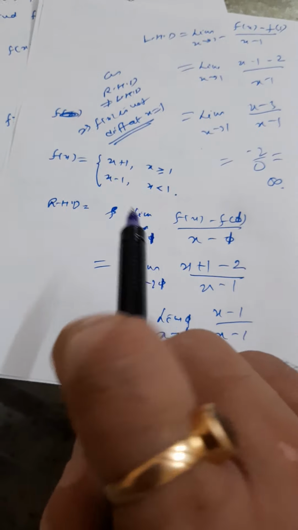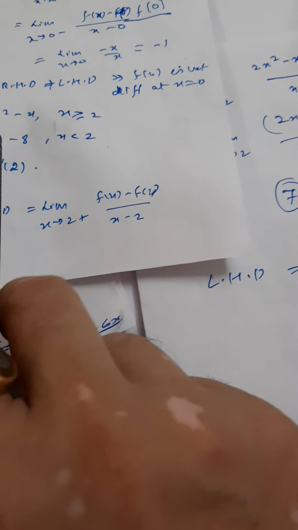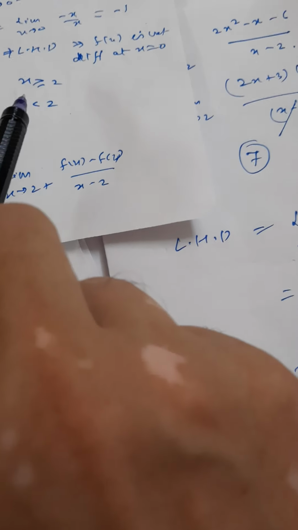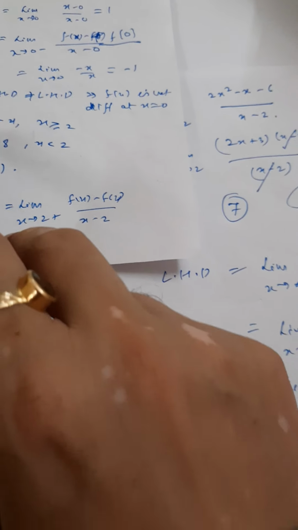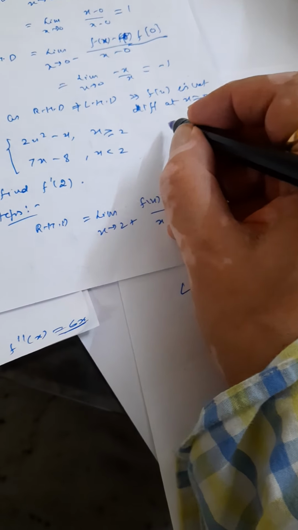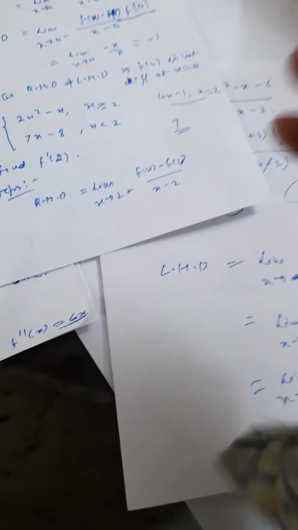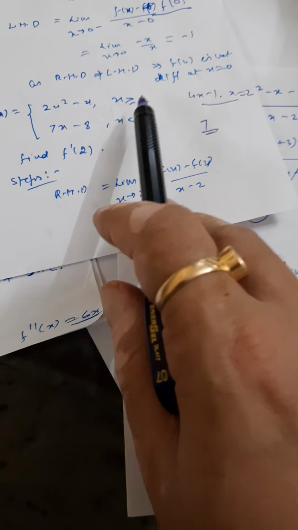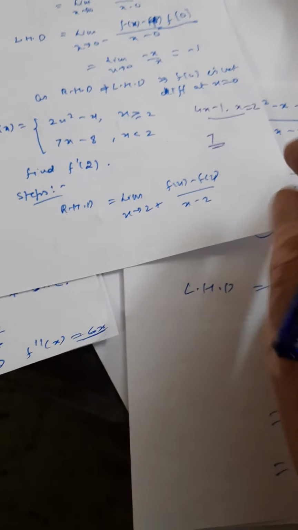Also class, see in this question the function is continuous at x equals 2 because the right hand limit is 6 and the left hand limit is again 6. So it's continuous at x equals 2. Now if it is continuous, we can take the derivative directly. The derivative of 2x square minus x is 4x minus 1, and of 7x minus 8 is 7. Put x as 2, this gives 7, and this also gives 7. So at a point where the function is continuous, we can directly differentiate and find the values. But in exams we will actually have to solve it fully.